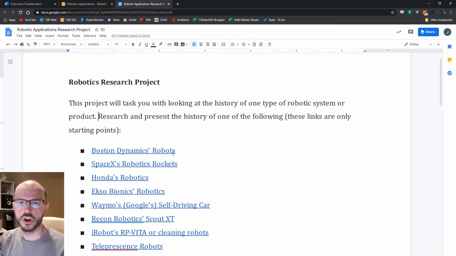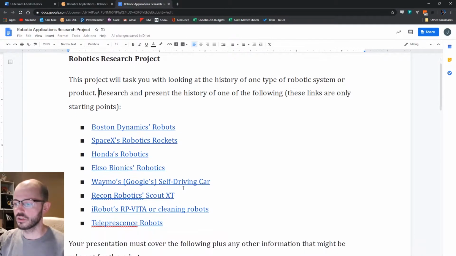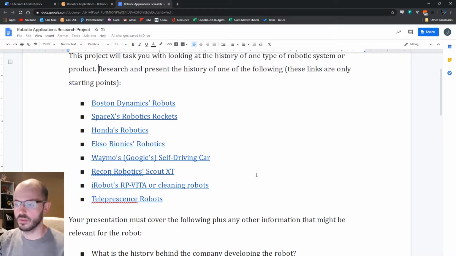SpaceX, we all know Elon Musk. They've got some interesting stuff to do with their rockets that are able to land themselves. Honda has been doing a lot of work with robotics, with bipedal, walking robots. Google's self-driving car and Waymo as well. Cleaning robots. There's a few other options in here. These are links. You can click on these, but as the document says, these links are starting points.